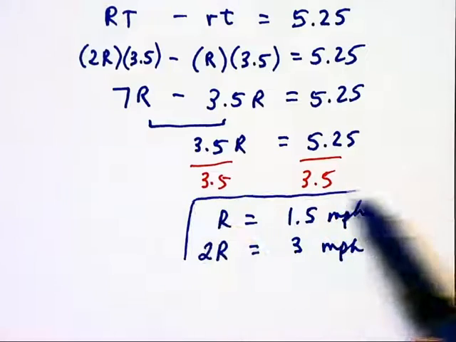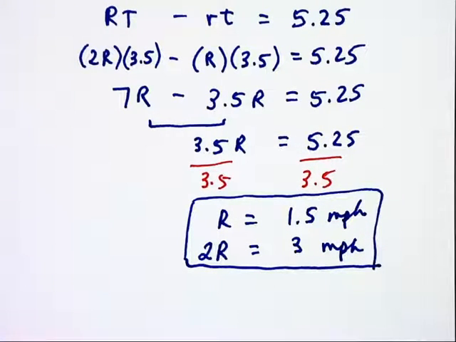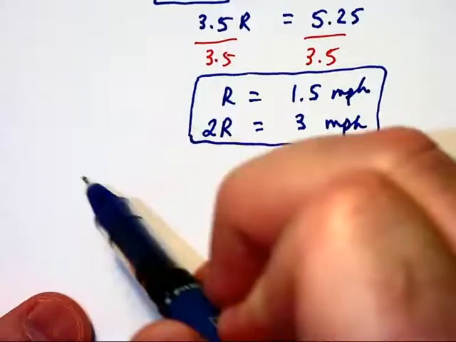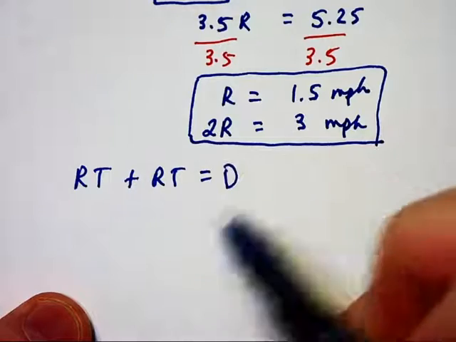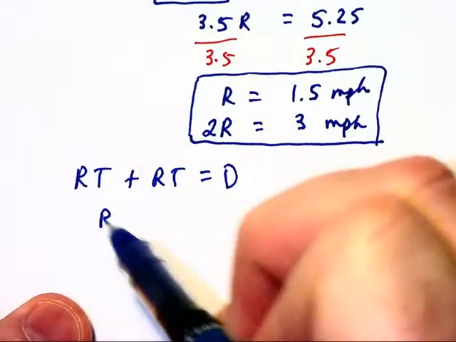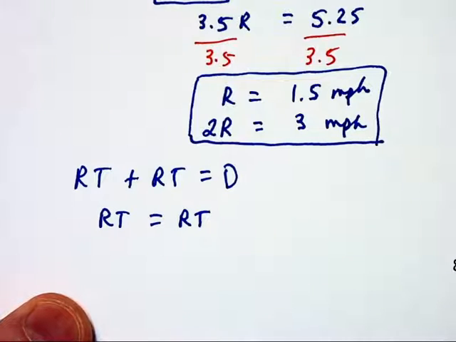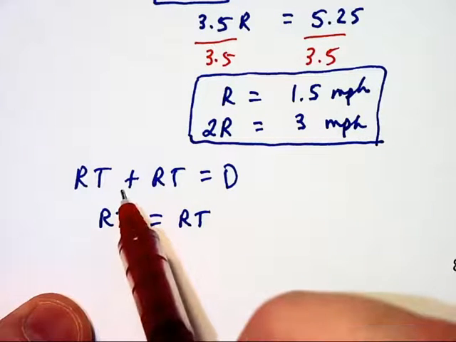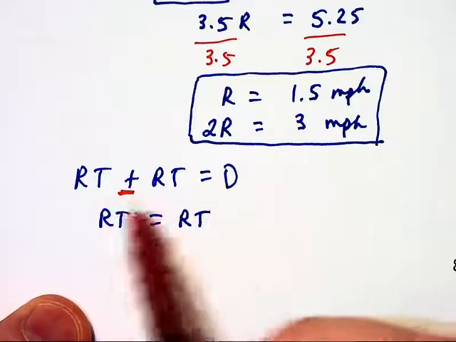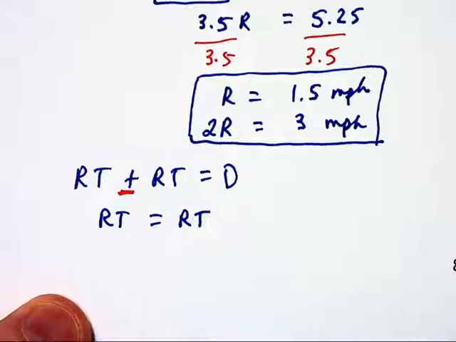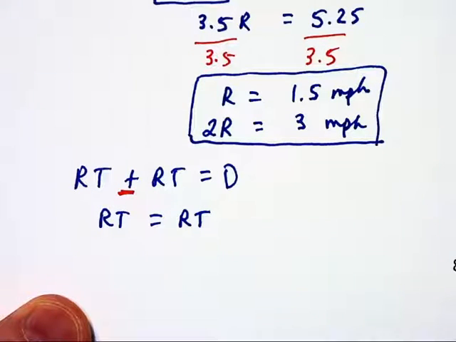We don't see this pattern very often, but it does show up. Usually it's RT plus RT equals D for a total distance, or RT equals RT when you have the same distance, but every once in a while, like in this problem, we have plus or minus. When the distance apart is given, we're going to subtract instead of add and have RT minus RT is equal to D.